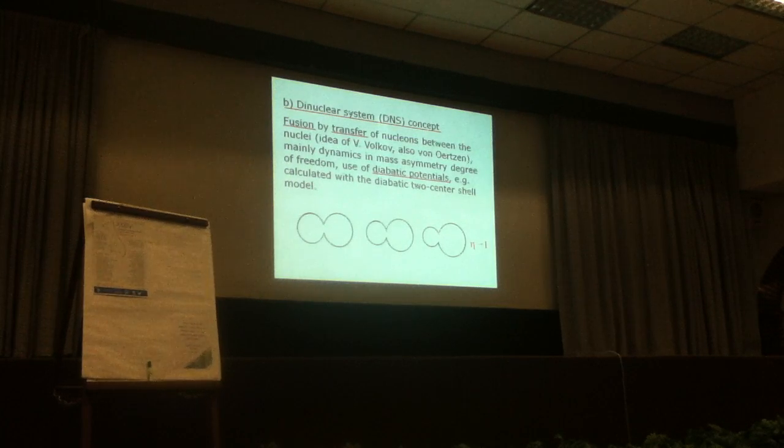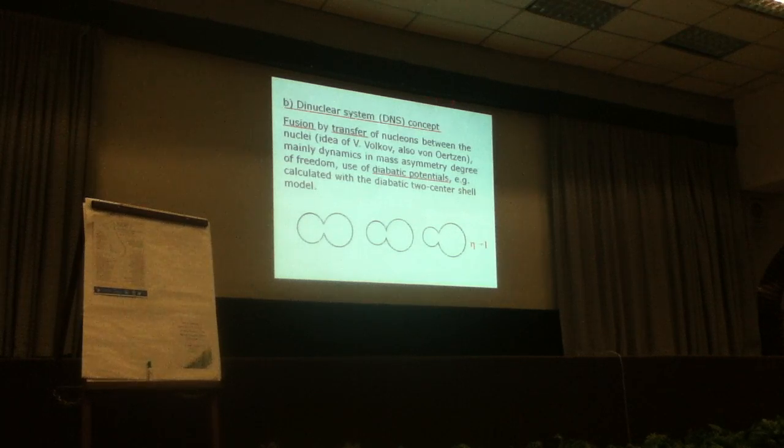In opposition to this model is the so-called dinuclear system model, which uses diabatic potentials. And these dinuclear systems assume that the fusion is given by transfer of nucleons between the nuclei. Now you can think of lunch. You have a smaller nucleus and a larger nucleus, and the larger nucleus eats up the smaller nucleus by transferring the nucleons, and then you end up by eta equal 1 in a fused system.